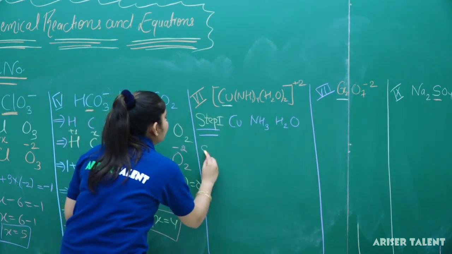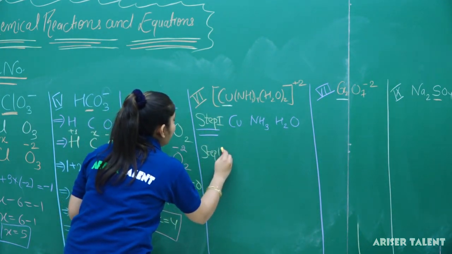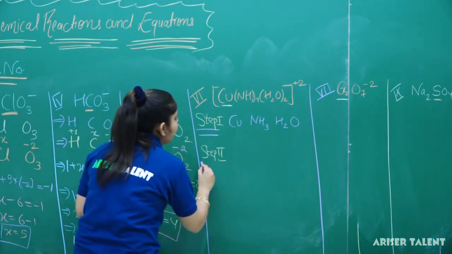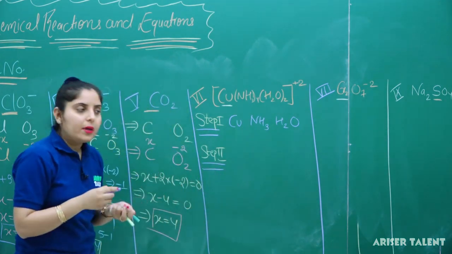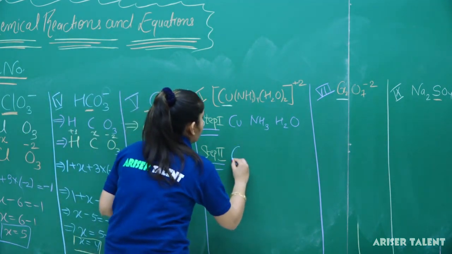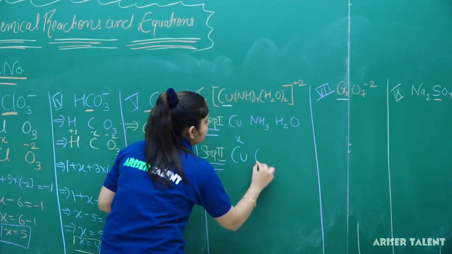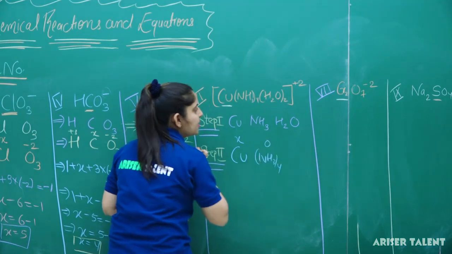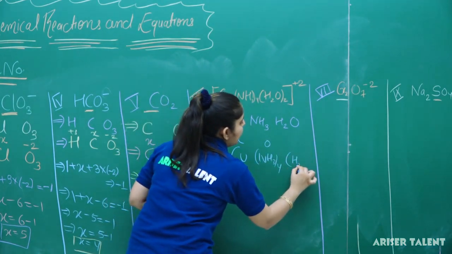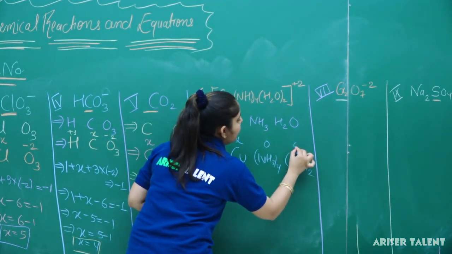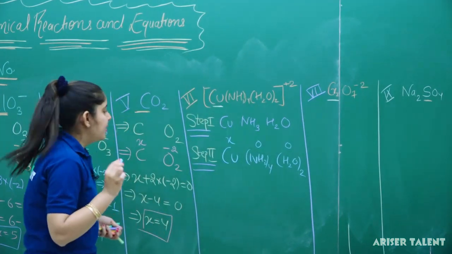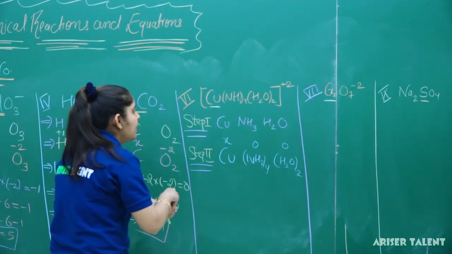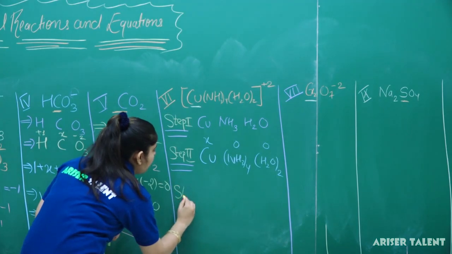Now what will we do in step number 2? In step number 2, we will write the oxidation state of the known elements. So copper is X, ammonia is provided with 4 and it has 0 oxidation state, H2O is provided with 2 and it also has 0 oxidation state. Now in step number 3, calculate the oxidation state of the compound.